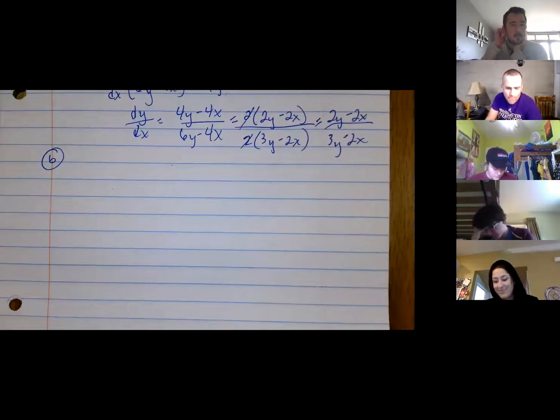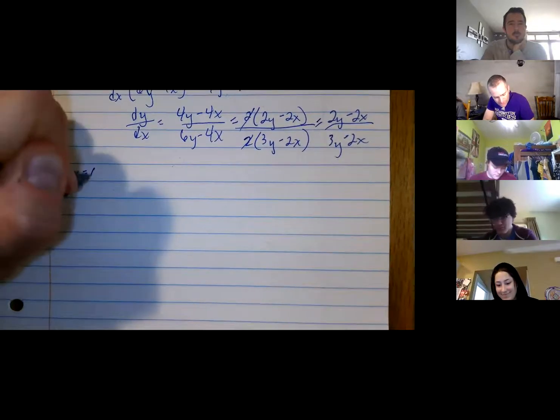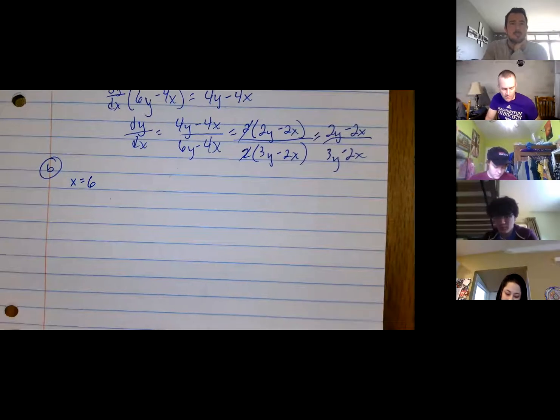Okay. All right. So let's move on to part B. Part B says find the slope of the tangent line to the curve at each point on the curve where x equals 6. When I say I want to find the slope of the tangent line, that means I want to plug into the derivative, right?